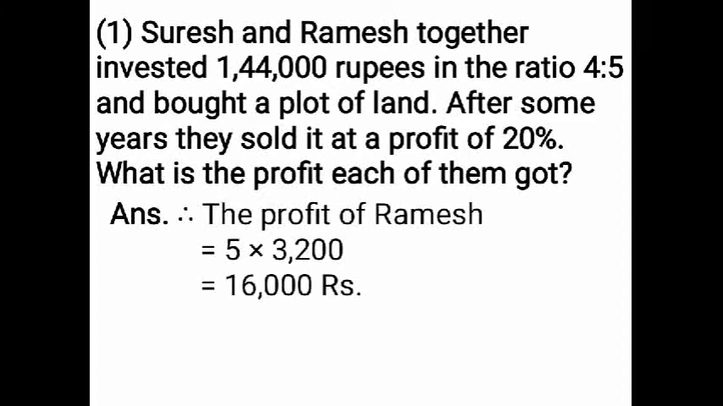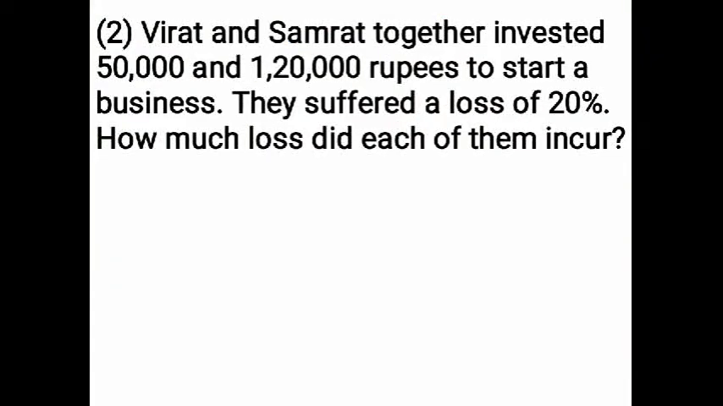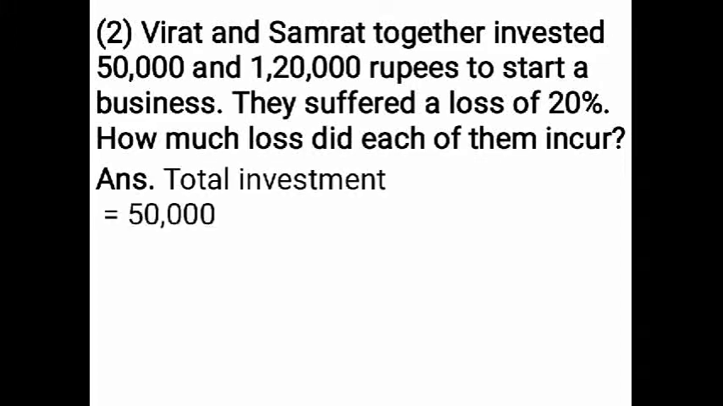Next, Virat and Samrat together invested 50,000 and 1,20,000 rupees to start a business. They suffered a loss of 20%. How much loss did each of them incur? If Virat and Samrat together invested 50,000 and 1,20,000 rupees to start a business, the total investment will be 50,000 plus 1,20,000. How much is it? You have to add this.